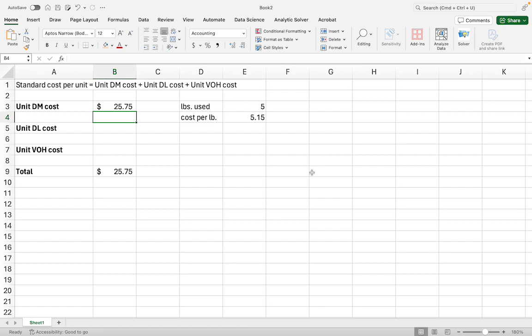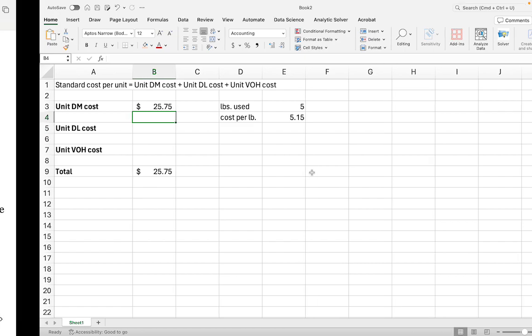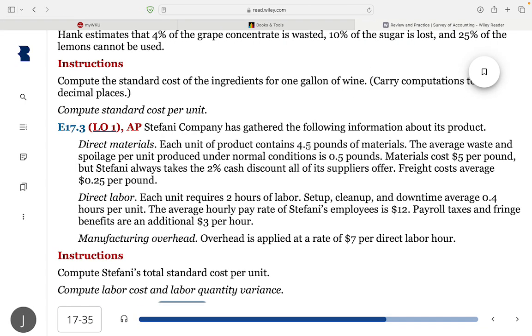So notice it's not as simple as it might seem. It might seem that, oh, they use 4.5 pounds and it costs $5 per pound, so we should just take 4.5 pounds times $5 per pound. No, it's not that simple, because we're not talking necessarily about the amount of pounds that are actually going to go into the product, but the amount of pounds of materials that you're going to use in the production process. And that has to account for spoilage and waste and so on.